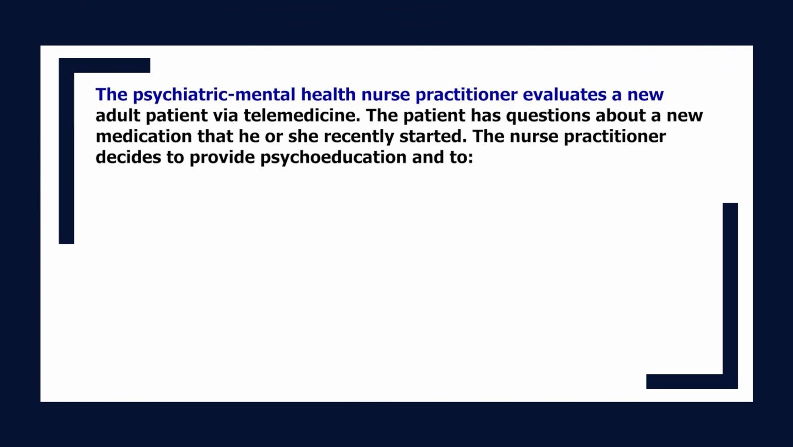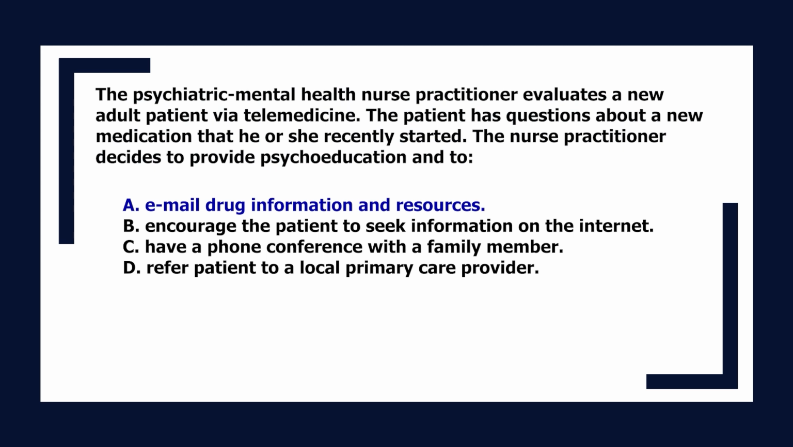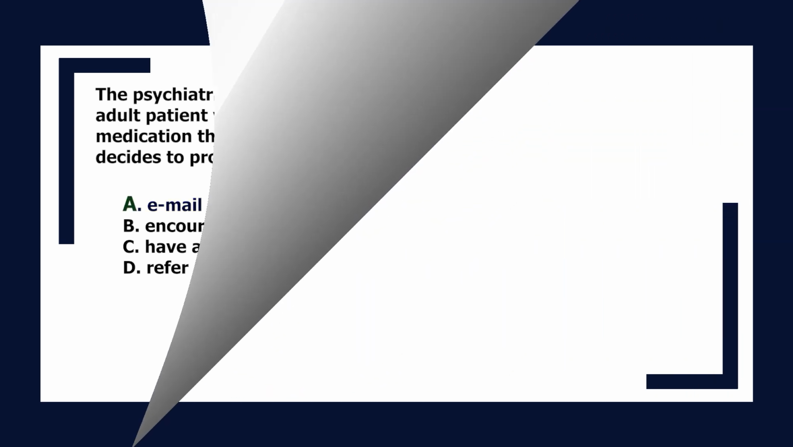The psychiatric mental health nurse practitioner evaluates a new adult patient via telemedicine. The patient has questions about a new medication that he or she recently started. The nurse practitioner decides to provide psychoeducation and to A. email drug information and resources. B. encourage the patient to seek information on the internet. C. have a phone conference with a family member. D. refer patient to a local primary care provider. The answer is A. email drug information and resources.